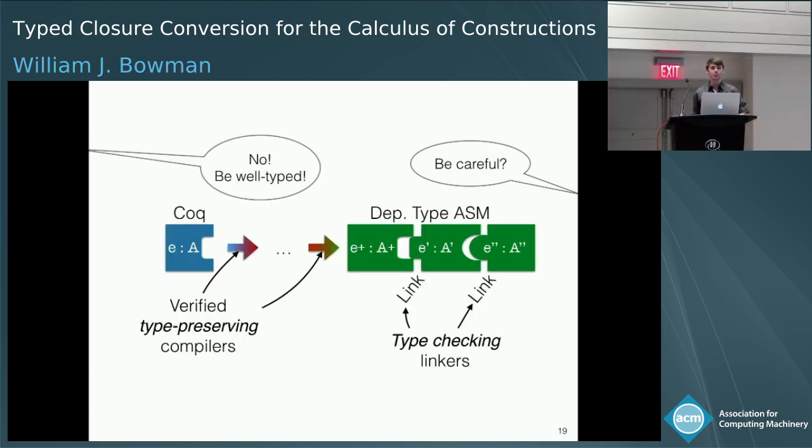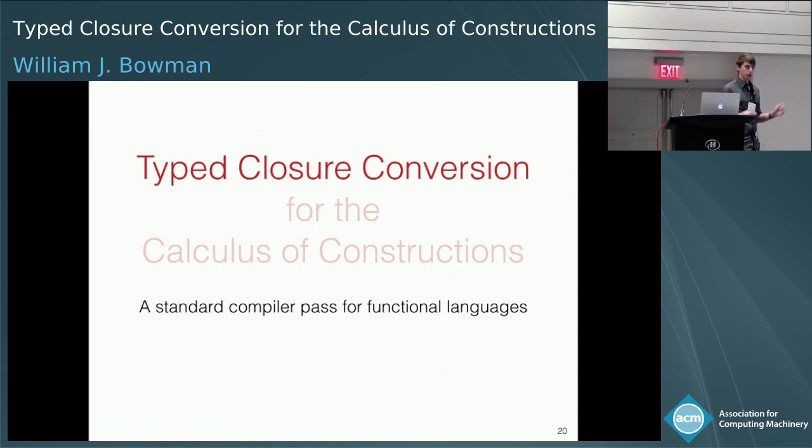I say no, don't be careful. Use types. Use the types we've been using all along. Don't only verify the compiler, but preserve your types through the compiler until link time. And then at link time, you can use types to enforce invariants through type checking. So ideally, we want to go down to a dependently typed assembly language, at which time we can link. Now we do have a whole program. We can use traditional compiler correctness to go all the way down to machine code. So in particular in this work, we're going to look at type-preserving closure conversion.